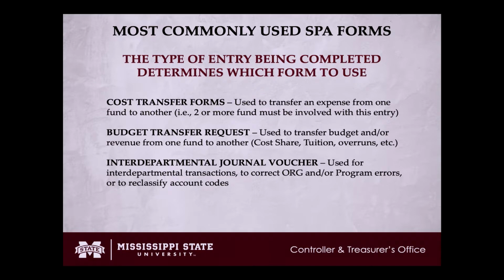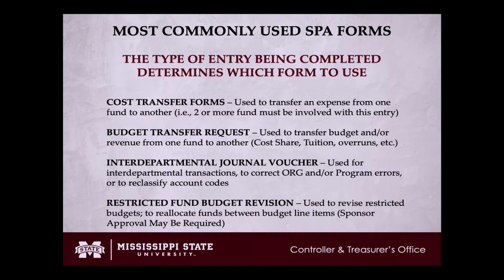Interdepartmental JVs are used for interdepartmental transactions. We correct org and program errors, or if you need to reclassify account codes. And then restricted fund budget revision. This is obviously, the name says it all. You use this form to revise your budget. Please keep in mind, sponsor approval may be required for this.